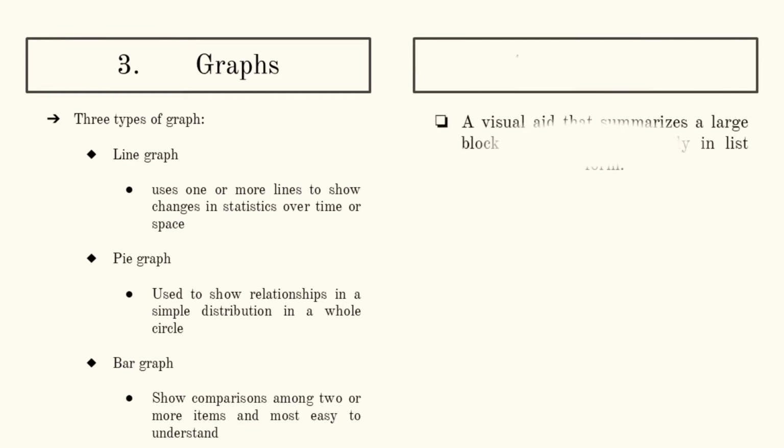Next is charts. Charts are useful for summarizing lots of information, and by listing it in charts, the speaker makes it easier for listeners to keep the information straight. The charts must be simple and clear.